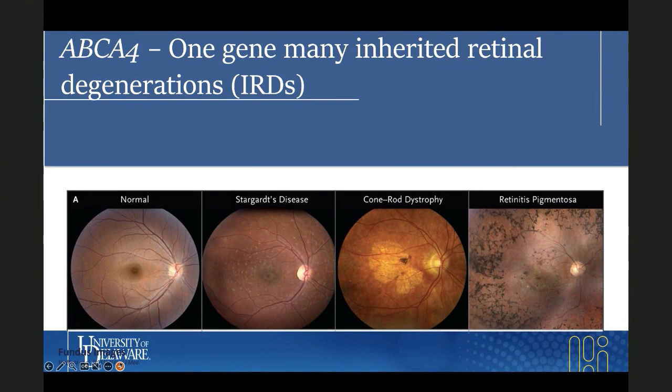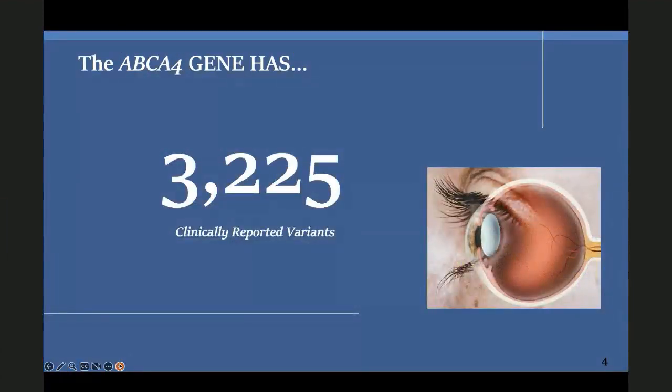What is interesting about ABCA4 is that there is a broad spectrum of phenotypes and ages of onset. It is a progressive blinding disorder, and we really need to understand more about that because the ABCA4 gene has over 3,000 reported genetic variants. Some of these are frame shifts, some of them are missense, some of them are deletions or insertions, but that's a pretty large number.